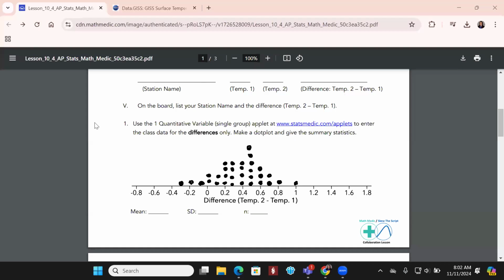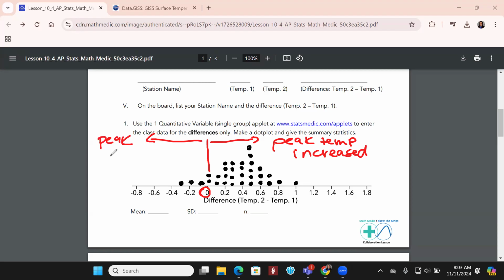All right, and we're back. So, with that being said, we know that there's no difference when we have 0, right? If we have anything over to the right, that means that the peak temperatures increased, right? That means after 1940, we went up. Mo, are you writing this down? I don't believe you. If we were less than 0, the peak temperatures decreased.